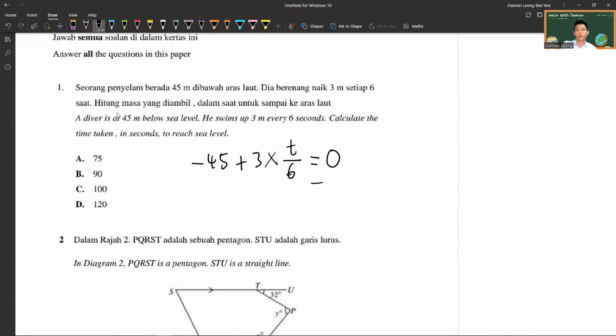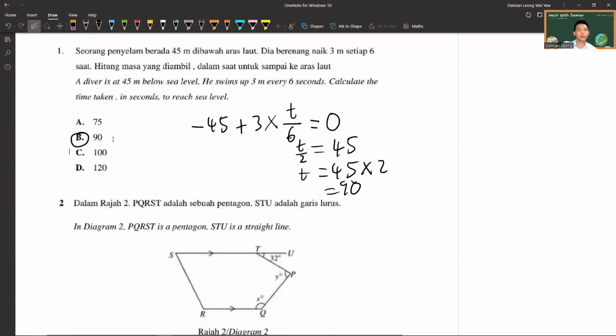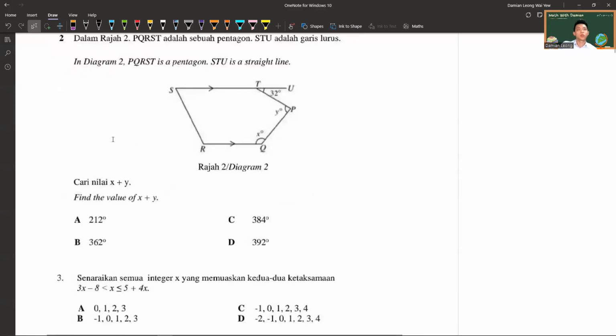So I can bring over the 45. Negative becomes positive. 3 times t over 6 is t over 2. Get rid of the divide 2, opposite times 2, then I get 90. Means it takes 90 seconds to reach the sea level. That's question 1. Question 2, PQRST is a pentagon.